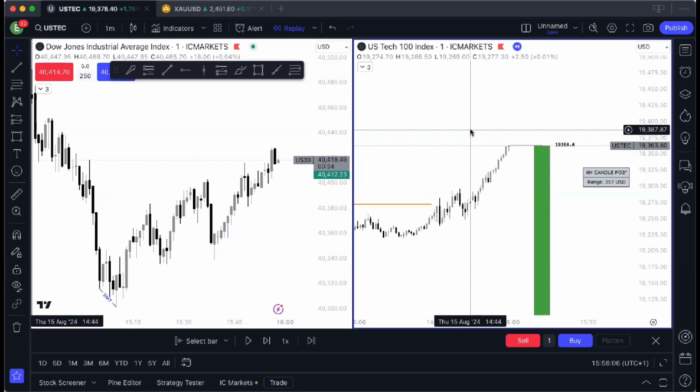Today we're going to be going through a new strategy for you guys. This strategy made me £4,000 today trading NAS 100. The strategy we're going to be going over is power of three, higher time frame.